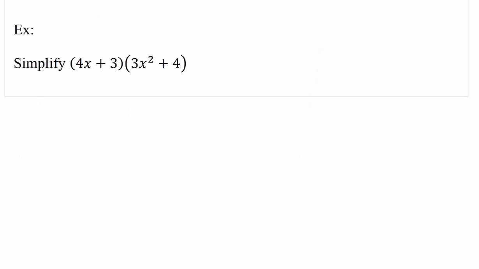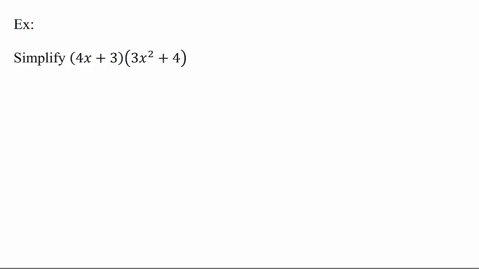We have these two binomials being multiplied together. So I'm going to take the 4x and distribute it first over the terms of the second bracket. So 4 times 3 is 12, and x times x squared is x to the power of 3, because we add exponents when we are multiplying terms that have exponents with them. And then 4x times this positive 4 is a plus 16x.